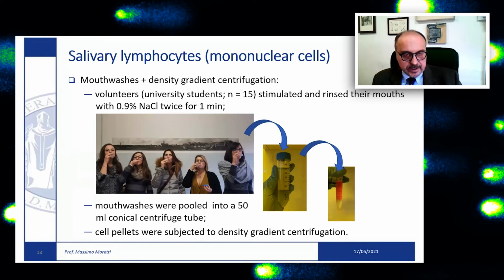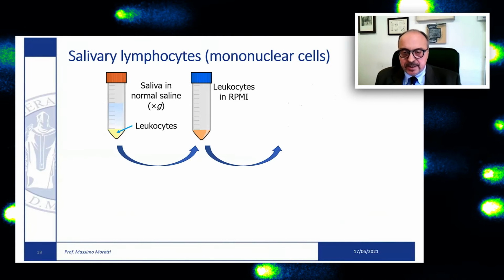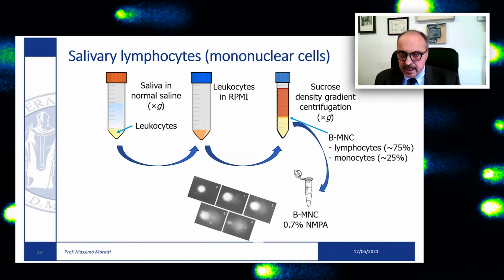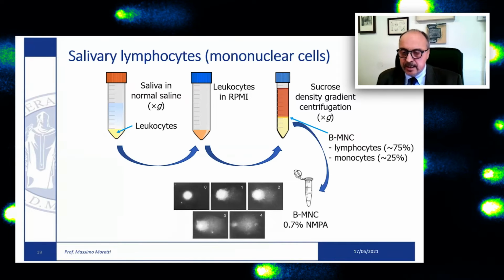The first step is about the same as before. We collected mouthwashes from voluntary subjects, university students in this case. But in this case, the pellet was not used to prepare the slides for the COMET assay. Instead, the pellet was subjected to sucrose density gradient centrifugation to obtain mononuclear cells, mainly lymphocytes.